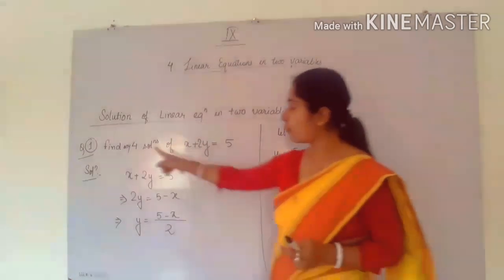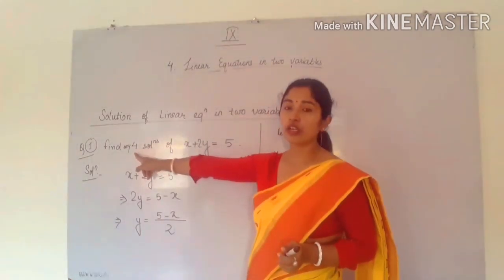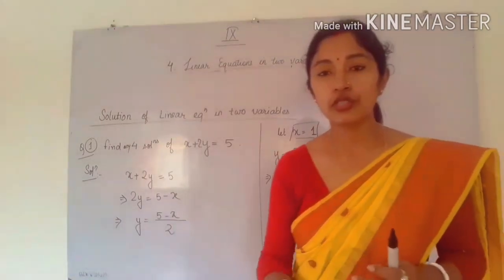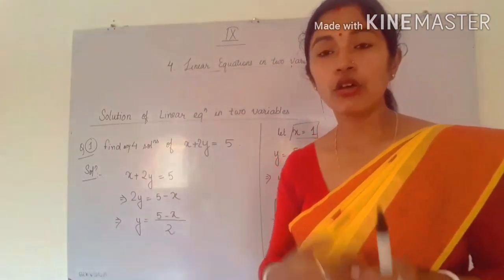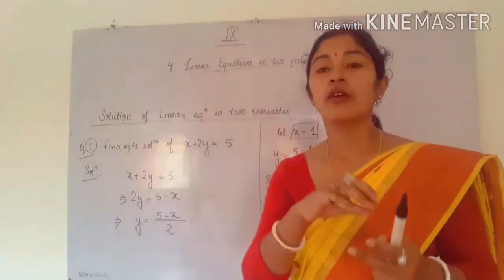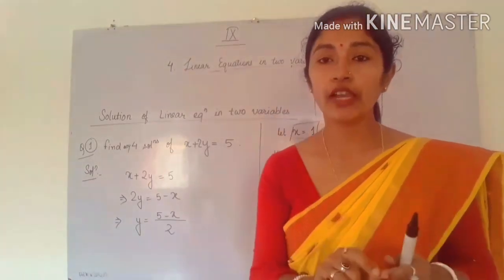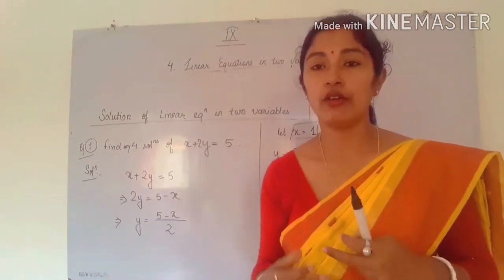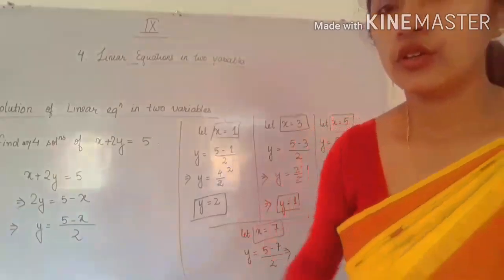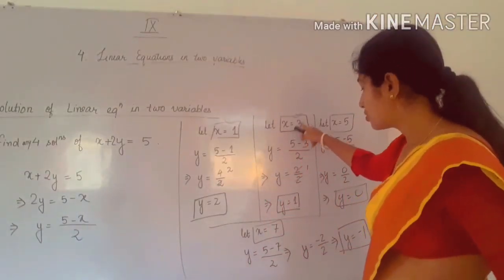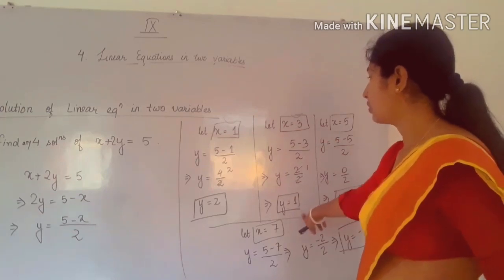Similarly, you have to find more solutions, because in total you have to find 4 solutions. That means now you have to find 3 more. Like that you suppose the value of x, then by putting that value of x in place of x, we can easily find the value of y. Next I have taken x is equal to 3, so by solving I am getting y is equal to 1.